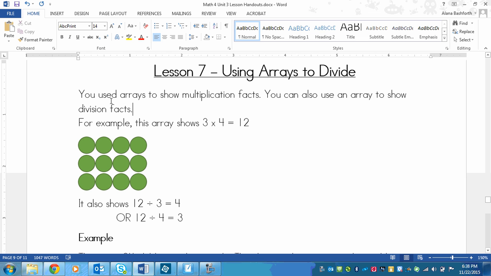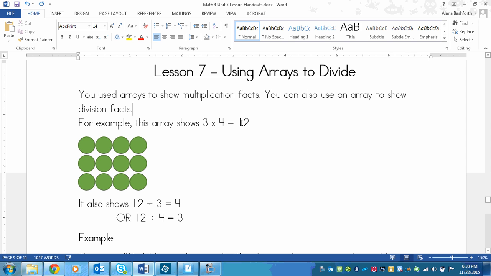Okay, so first of all, remember how you used arrays to show multiplication facts? Well, you can also use arrays to show division facts. Here's an example. This array shows 3 times 4 equals 12. We've got 1, 2, 3 down and 1, 2, 3, 4 across. The first number shows how many down, the second number shows how many across, and the total number shows our product. So that's our array for multiplication.